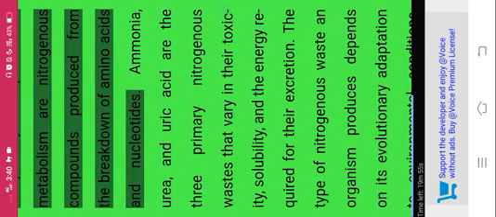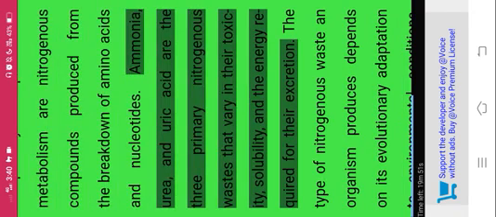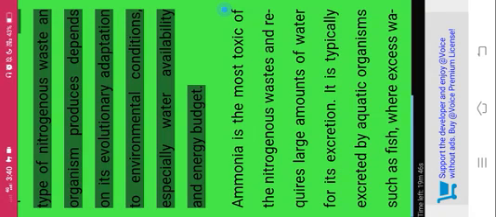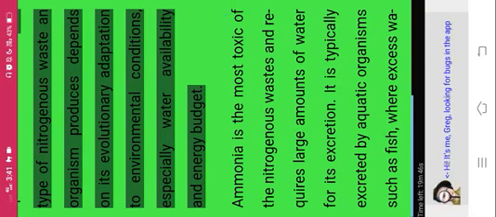The primary waste products of metabolism are nitrogenous compounds produced from the breakdown of amino acids and nucleotides. Ammonia, urea, and uric acid are the 3 primary nitrogenous wastes that vary in their toxicity, solubility, and the energy required for their excretion. The type of nitrogenous waste an organism produces depends on its evolutionary adaptation to environmental conditions, especially water availability and energy budget.